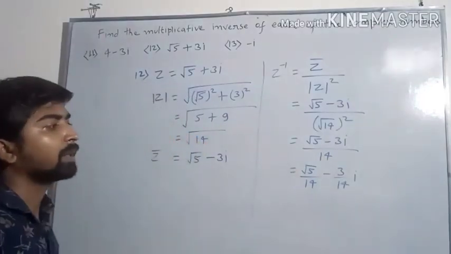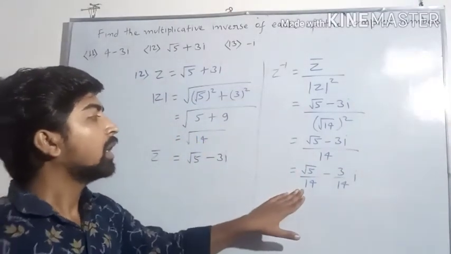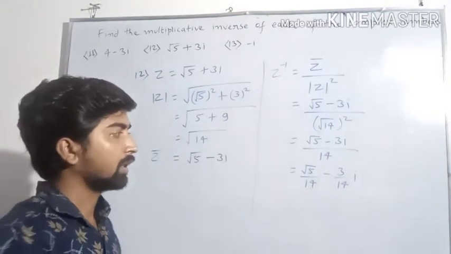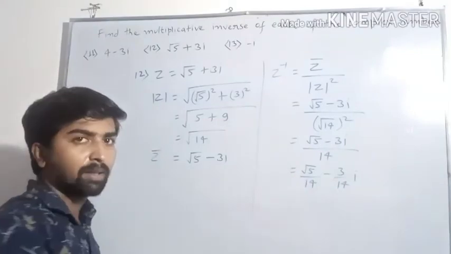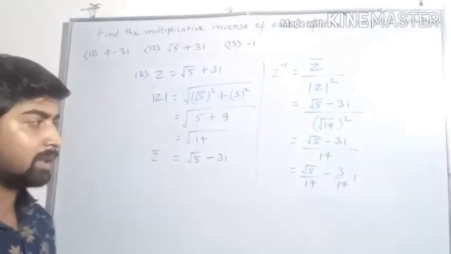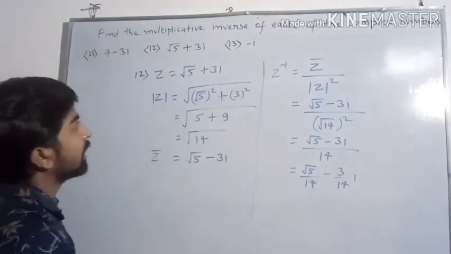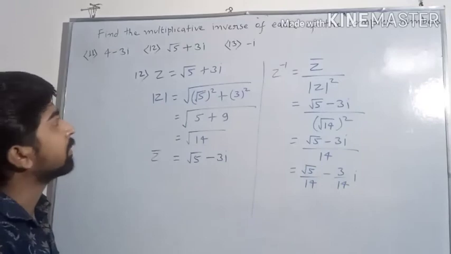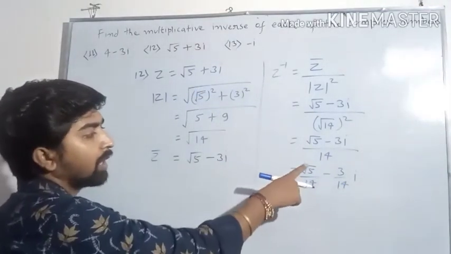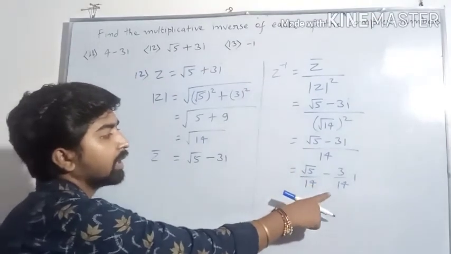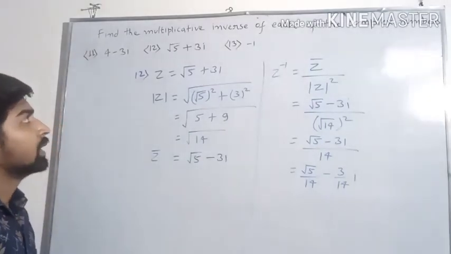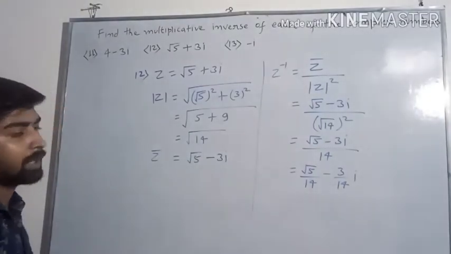This is in the form a plus ib, where a is under root 5 by 14 and b is minus 3 by 14. Under root 5 by 14 is the real part and minus 3 by 14 is the imaginary part. So we have got the multiplicative inverse of complex number under root 5 plus 3i equals under root 5 by 14 minus 3 by 14i. Let us solve question number 13.